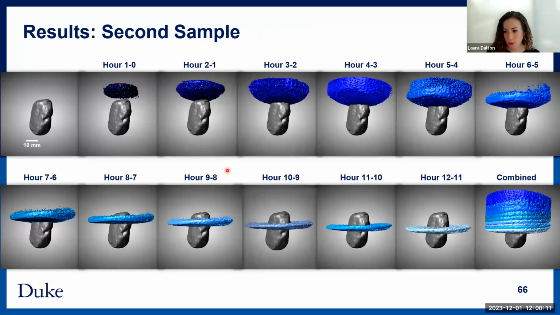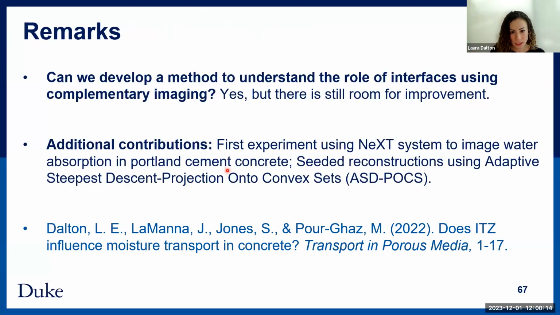And then here's a second sample showing very similar results. But the main takeaway here was that there's still a lot of room for improvement to study these interfaces and complex transport with this system, because really the resolution was around 60 microns, which, if you've read anything about ITZ, it's probably sub-resolution, right? So there's still room for improvement, but this was a first step just to study if we could even see the water and how we could reconstruct the data. And it was published last year.